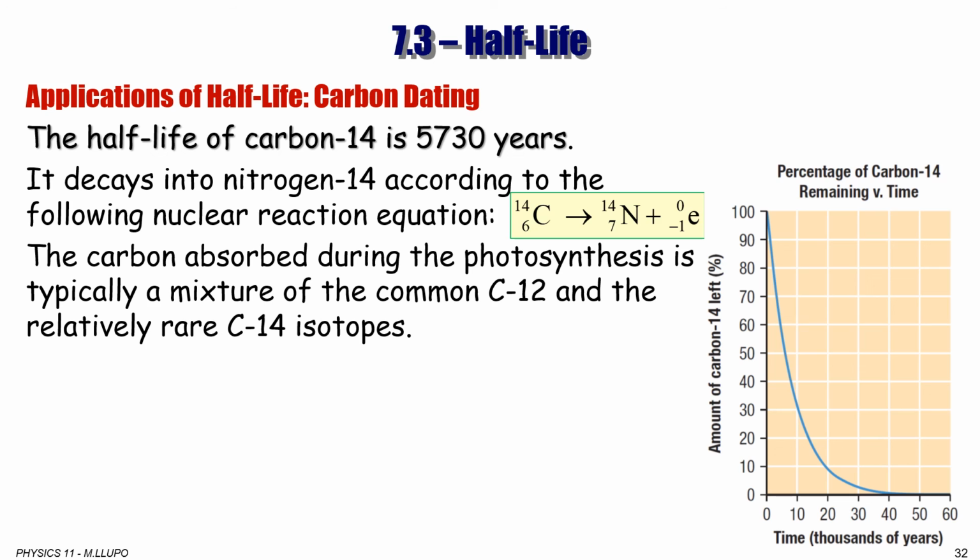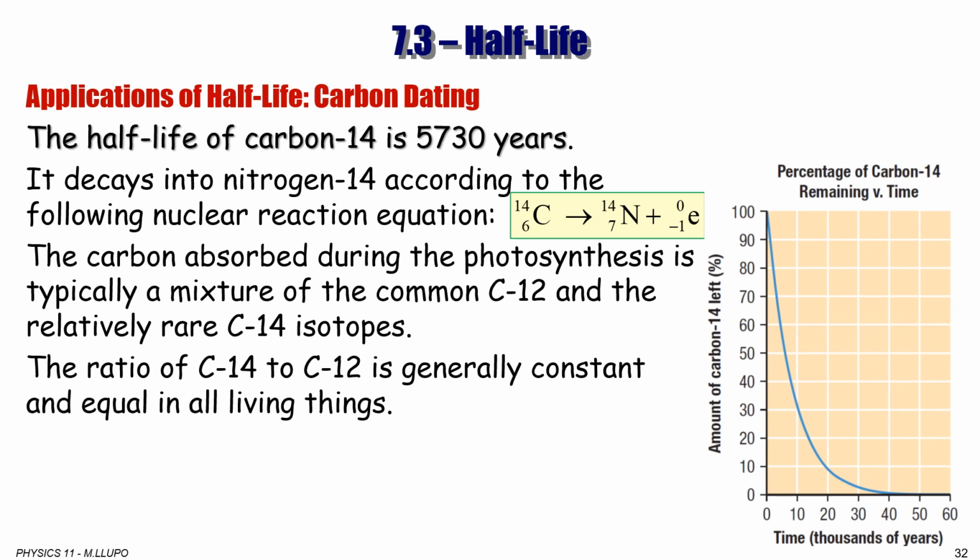Now the carbon absorbed during photosynthesis, or typically during carbon cycling, like the food that we take in, is a mixture of carbon-12 and carbon-14. That mixture is always constant. So the ratio of carbon-14 to carbon-12 is generally constant and equal in all living things because they are part of the carbon cycle and the food chain.